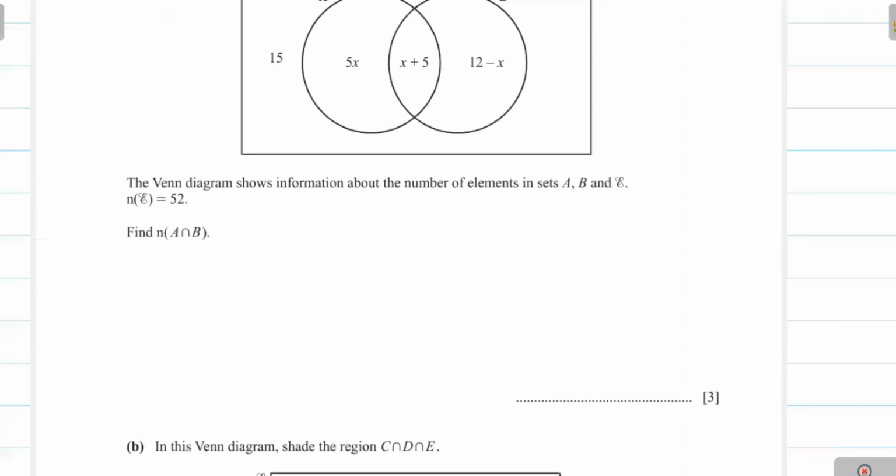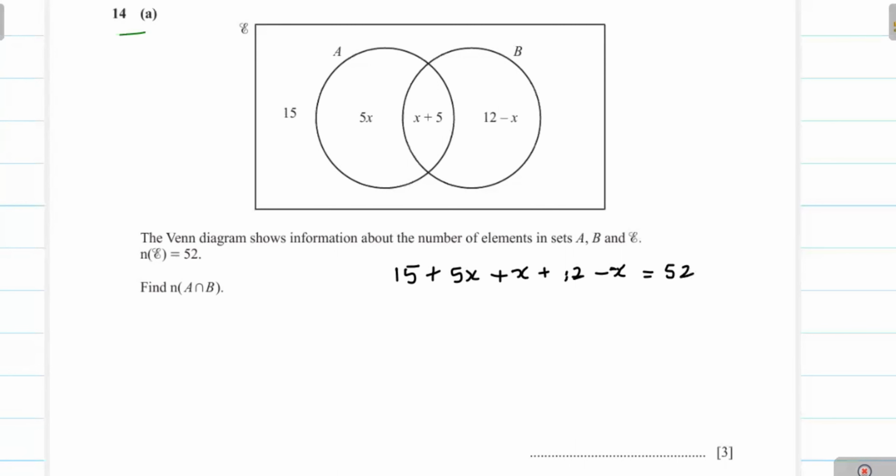In the first region, the value is 15. And in the second region, the value here is 5x. And the third region, the value is x plus 5. And the fourth region, the value is 12 minus x. The sum of the region values will be equal to 52, and we can get the value of x.